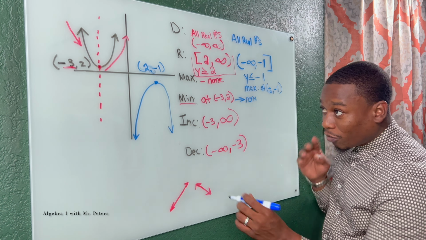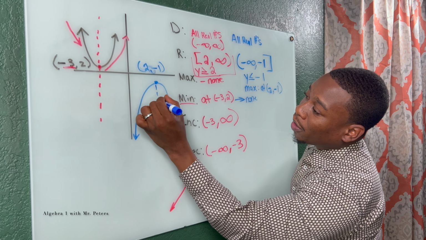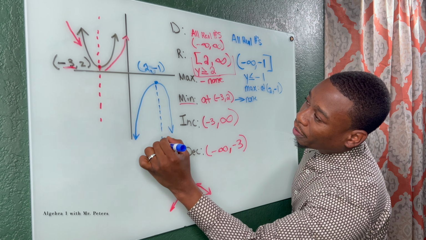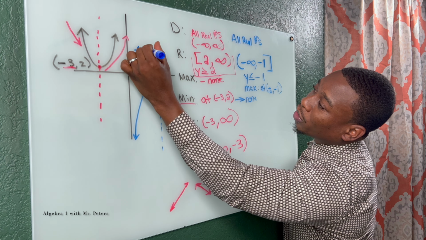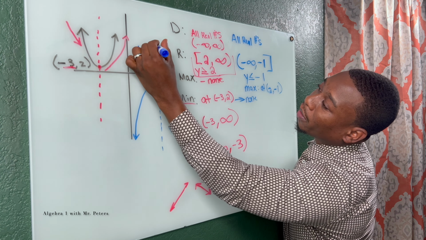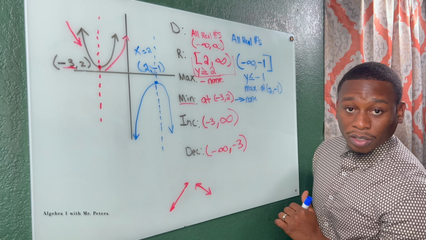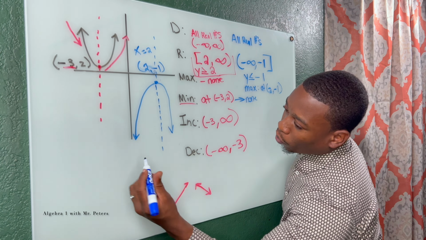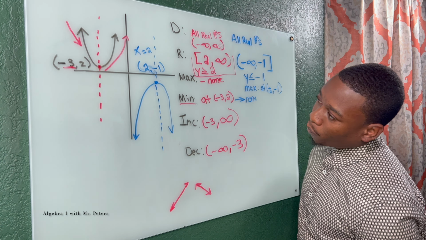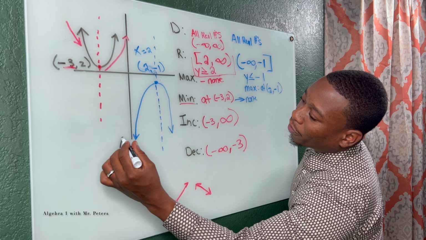Now we get over to intervals of increasing and decreasing. I know my axis of symmetry, x is equal to 2. So that's what's going to be the number that's in my interval notation. So again, we're following this graph, coming from negative infinity up to our vertex.